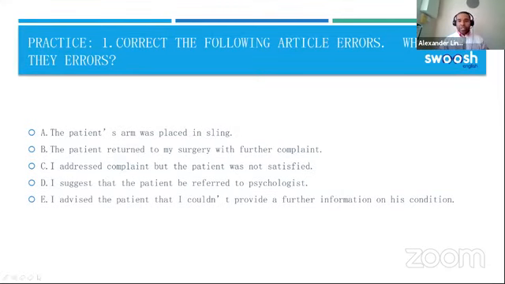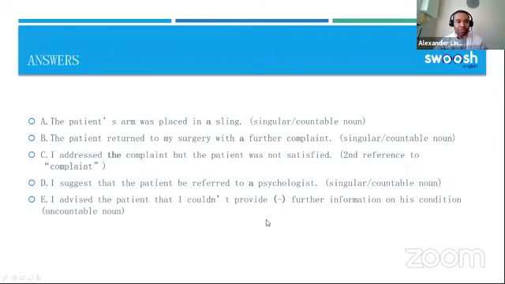Let's have a quick look then at the answers to see if we got them correct. So the first one we looked at together was B. And as we said, it was singular countable. B, the patient returned to my surgery with a further complaint. Well done. Again, it was singular countable, so complaint is countable. So we need to use a. C, I addressed the complaint. Fantastic, because remember now it's the second reference, isn't it, in this case? So we're referring to the previous sentence. Second reference to complaint, the.